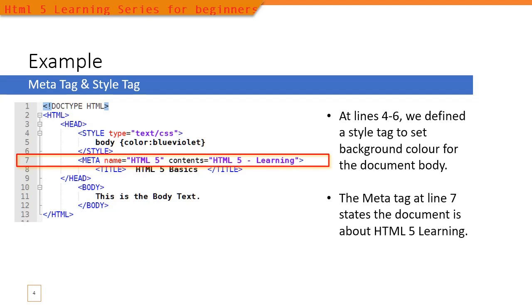The meta tag at line 7 states that the document is about HTML5 learning. So when search engines like Google or Bing know about this document, they look at the meta tag and know that the content is about HTML5 learning. So in the meta tag, the name we gave is HTML5. And in the content attribute we specified HTML5 learning. So when the search engine reads this, it knows that the entire document is about HTML learning.